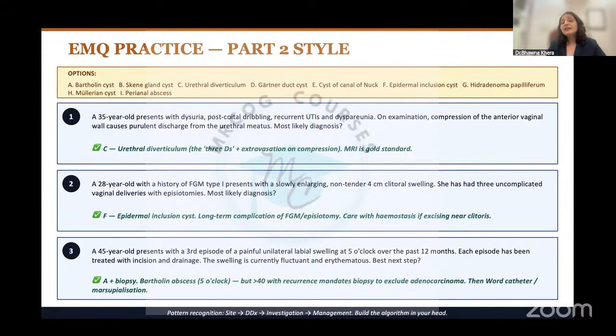This is a recurrent Bartholin, right? Recurrent Bartholin. It has happened the third time. And remember, we talked about more than 40 years of age. We have to be careful. So do not just treat, but do the biopsy. So biopsy is the most appropriate answer here. And this is basically the Bartholin cyst, Bartholin abscess. So the most important point to remember here is that you have to go for the biopsy in this case.